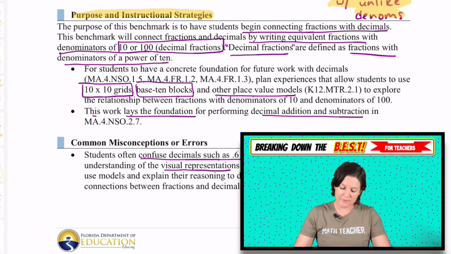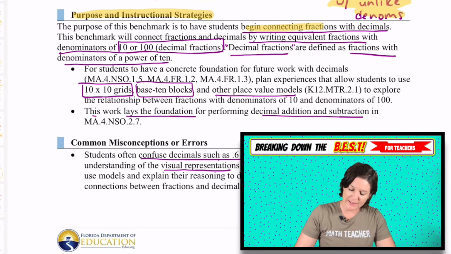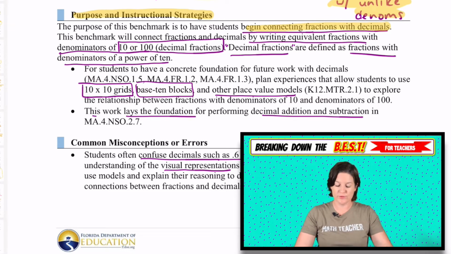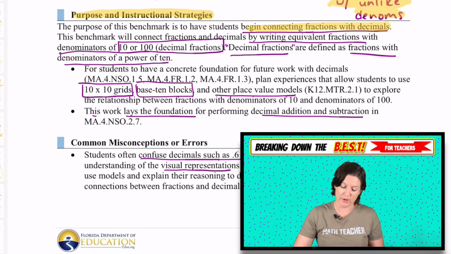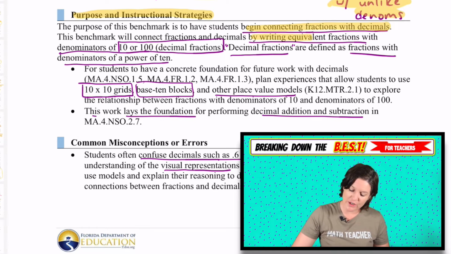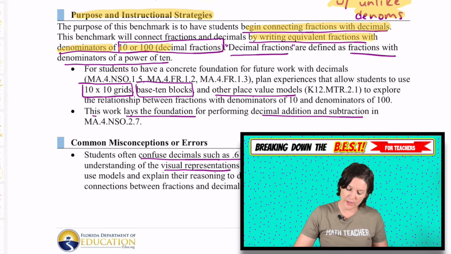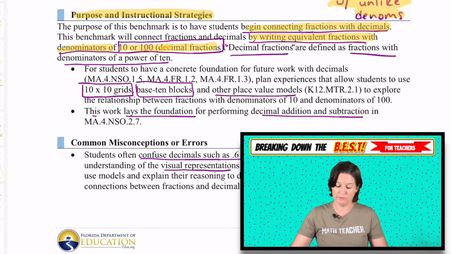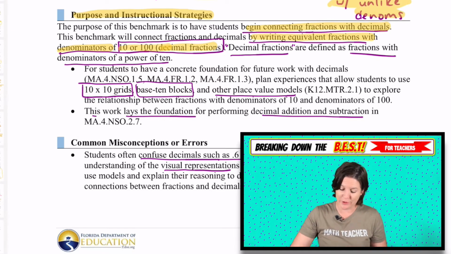It says the purpose of this benchmark is to have students begin connecting fractions with decimals. Seeing when you have tenths and you have hundredths, that does relate to your decimals, which is helpful. This benchmark will connect fractions to decimals by writing equivalent fractions with denominators of 10 or 100. Those are called decimal fractions. I didn't know that, but that's what they're called.